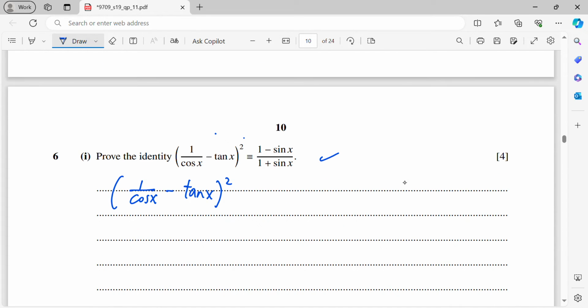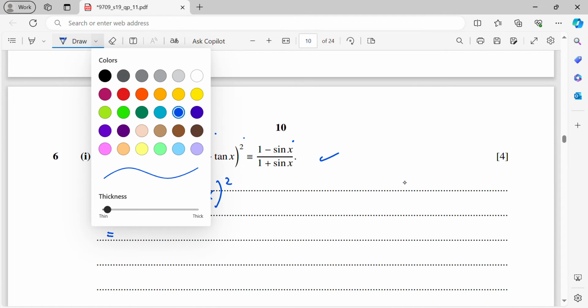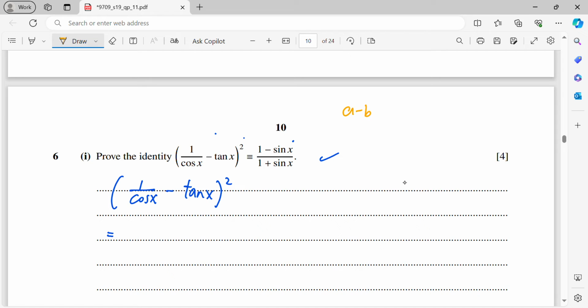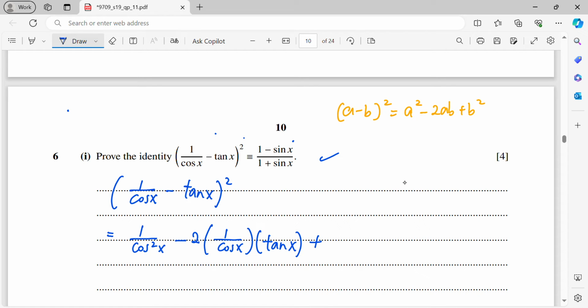Then now you need to get sine x in the answer. So when I do expansion, use the quadratic formula. (a minus b) squared is a squared minus 2ab plus b squared. So now you square the 1 over cos x, that is 1 over cos square x. Now minus 2 times 1 over cos x times tangent x. And then you plus the square of the tangent x, so that is tangent square x.